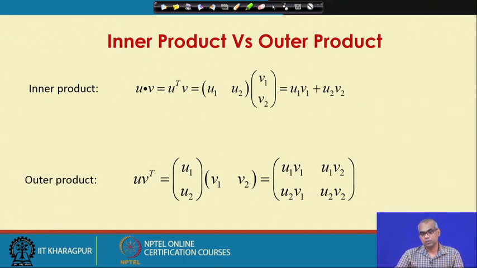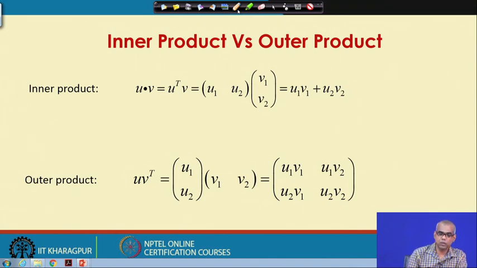Corresponding to the inner product, we have also another term called the outer product. So, for the inner product or the dot product between u and v, let us say I have two vectors u and v, and the elements of the u vector are u1 and u2, and the elements of the v vector are v1 and v2. So, the inner product or the dot product between u and v is u dot v equal to u transpose v, which is u1 v1 plus u2 v2.